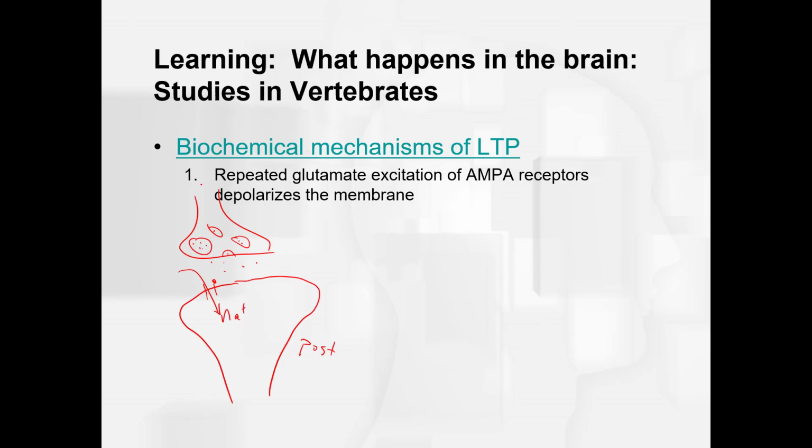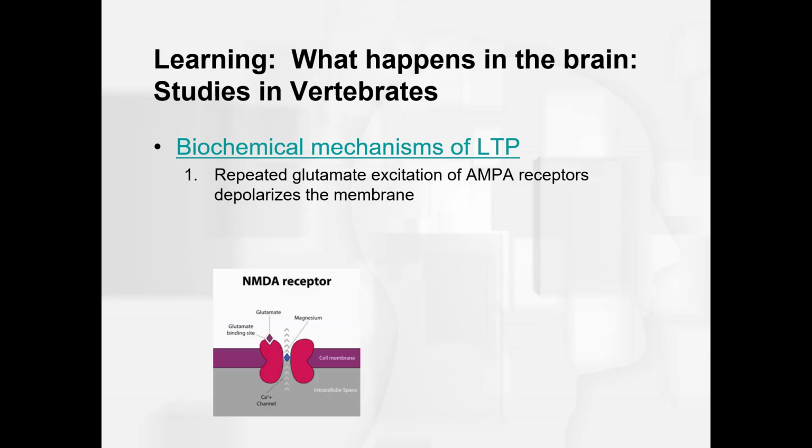Well, one stimulation or weak stimulation presynaptically isn't going to be enough. You have to have enough sodium to depolarize the cell a lot. So it's repeated glutamate excitation of the AMPA receptors that depolarizes the membrane by allowing a lot more sodium into that postsynaptic cell. Now remember, when we just have weak stimulation of AMPA receptors, that glutamate is still going to bind the receptor. This is the NMDA receptor now.